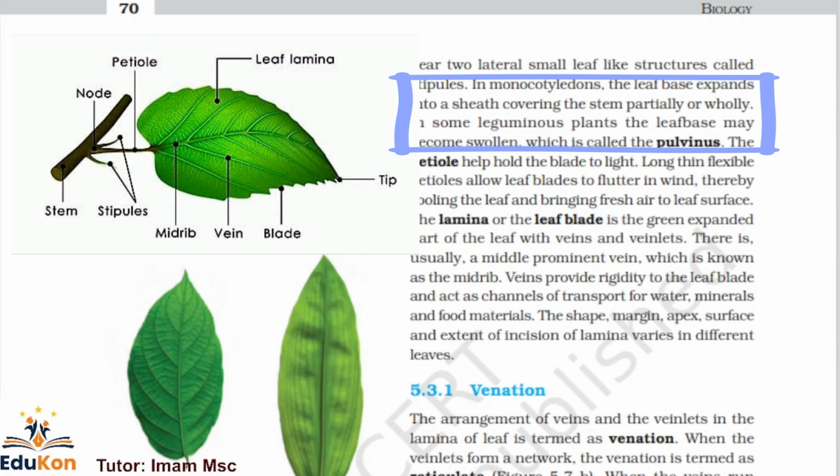The lamina or the leaf blade is a green expanded part of the leaf with veins and veinlets. There is usually a middle prominent vein which is known as midrib. You can see from the picture there is a main prominent vein which is in the center of the leaf. This is called midrib or vein. Veins provide rigidity to the leaf blade and act as channels for transport of water, minerals and food materials across the plant. The shape, margin, apex, surface and extent of incision of lamina varies in different leaves.